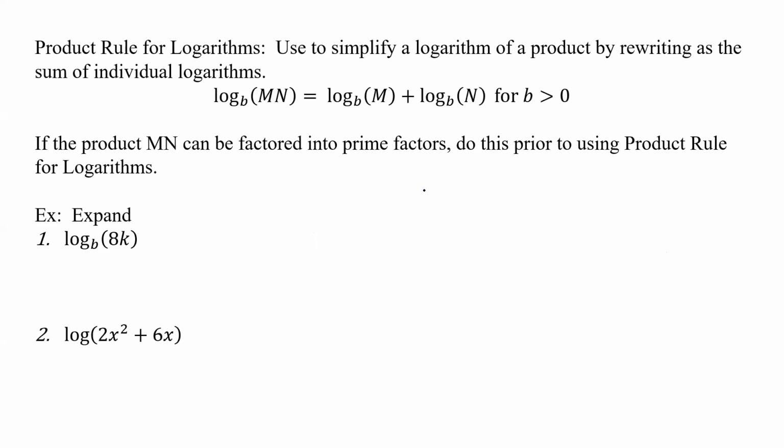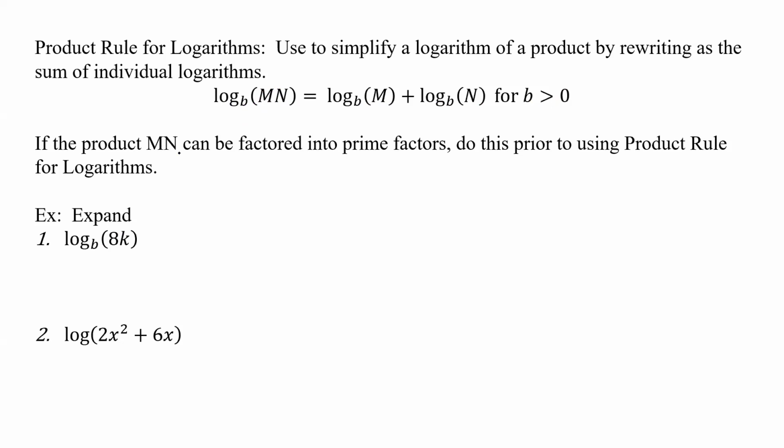Basically, it's to simplify a logarithm of a product by rewriting it as a sum of individual logarithms. So we're going to have some log base b, it doesn't matter what the b is, of m times n. Sometimes this m times n is not in factored form. Maybe initially it was something like 8k, and then we have to factor it into all the products. After we do that, that's equal to log base b of m plus log base b of n. So we can split up a product into the sum of two logs in this case. And again, b has to be greater than 0 here.